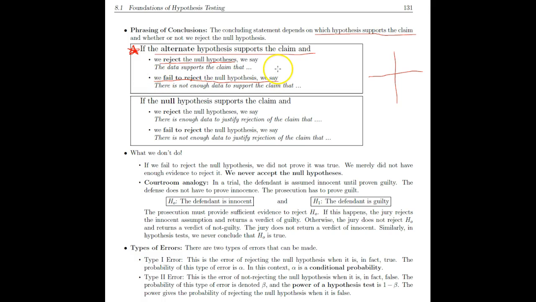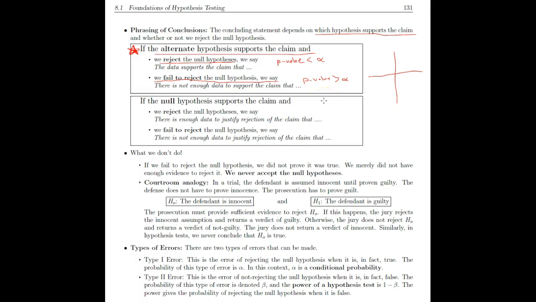And then by the p-value method that I talked about, we reject the null hypothesis if our p-value is smaller than alpha. And we fail to reject the null hypothesis if the p-value is greater than alpha. Okay?